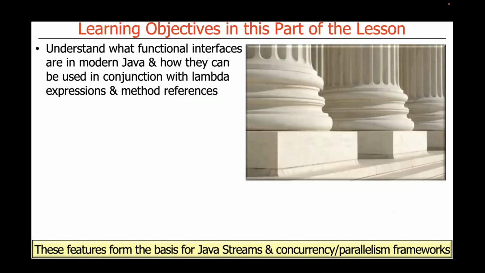These features, functional interfaces, lambda expressions, method references, and so on, form the basis for Java streams and Java's concurrency and parallelism frameworks. Even things like Java reactive programming, which is well beyond the scope of this class, but something else that's quite fascinating. So understanding functional interfaces is very important to make sense of other advances that have come to Java over the past decade.